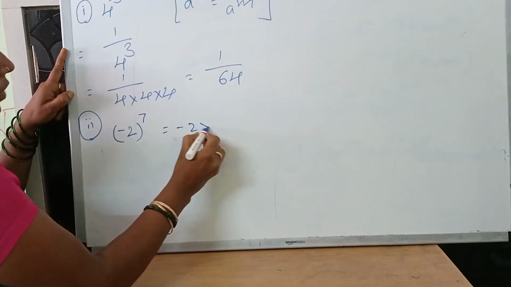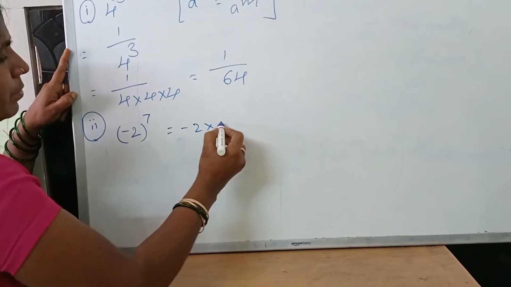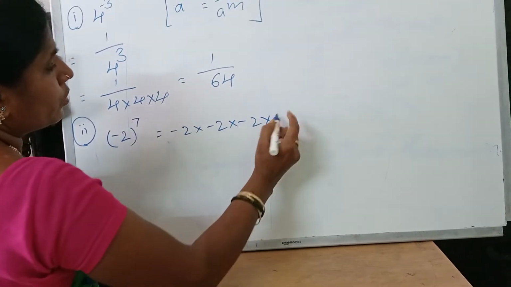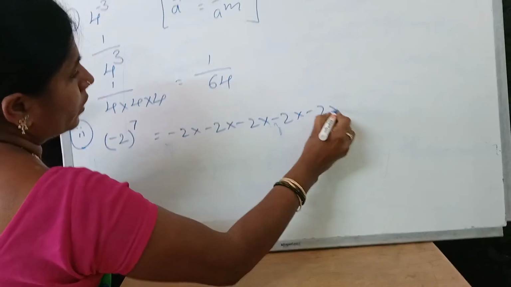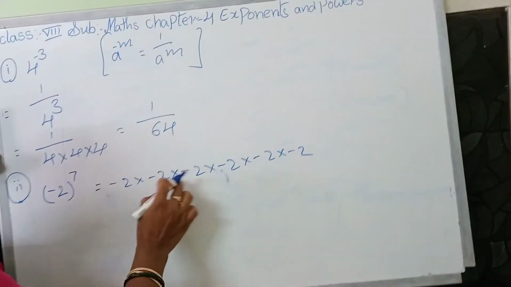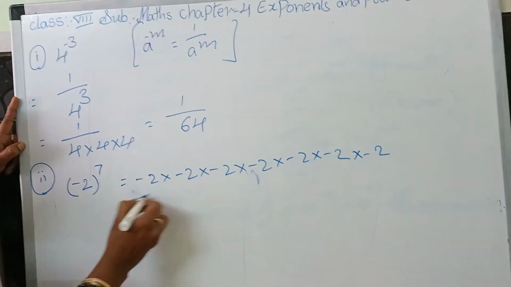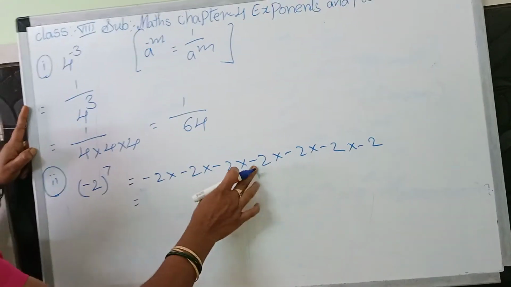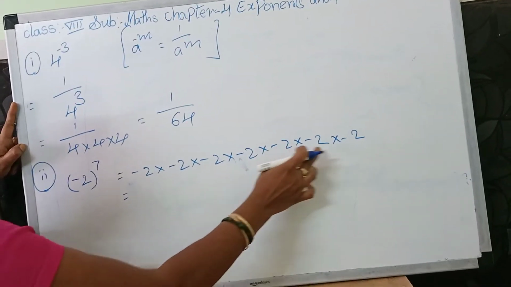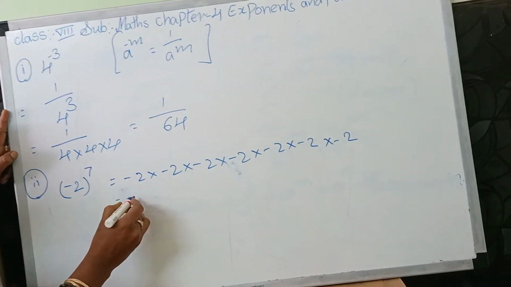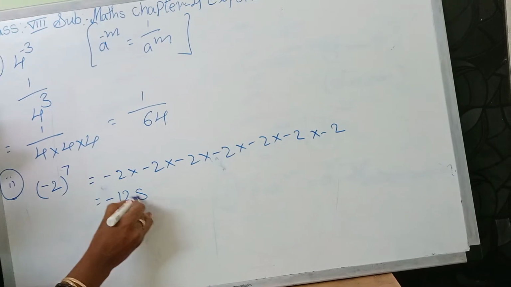So minus 2 we can split as 7 times: minus 2 into minus 2 into minus 2, into minus 2 into minus 2, 7 times. 1, 2, 3, 4, 5, 6, 7 times. Let's take the product. 2 twos are 4, 4 twos are 8, 8 twos are 16, 16 twos are 32, 32 twos are 64, 64 twos are 128. Minus 128.